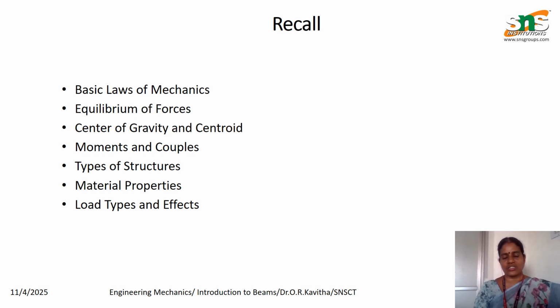So the equilibrium conditions are: summation of vertical force, summation of horizontal force and summation of moment are equal to 0, and we are finding the unknowns. And also you should know the center of gravity and the centroid, and the moment and the couples. The moment is nothing but the product of force into perpendicular distance. And types of structures: framed structure and load bearing structures. Mostly we are using beams in the framed structure. And the different properties of the material, for example, Young's modulus, rigidity modulus, etc. And what are the different types of loads and effects on the structures.